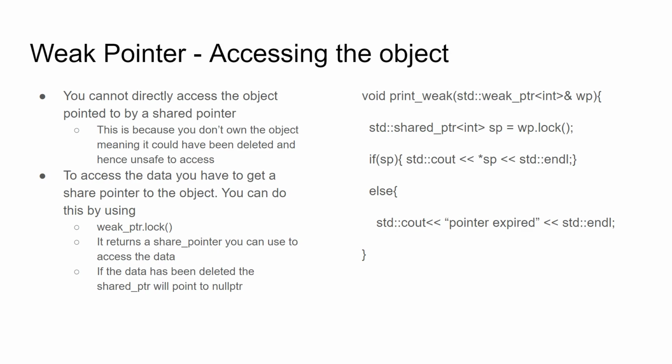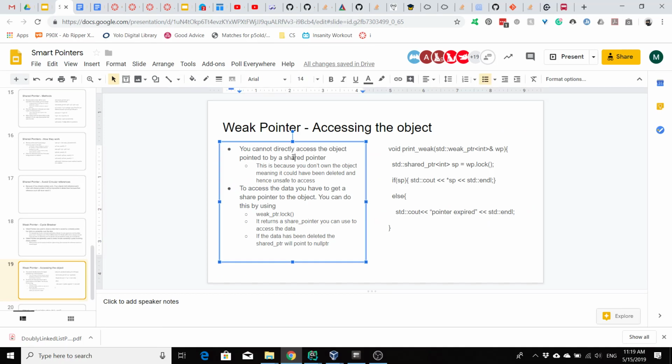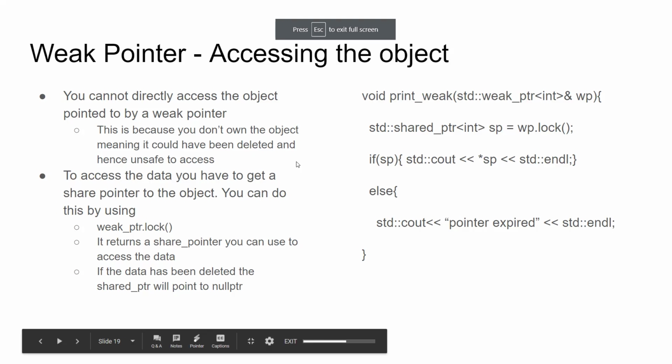This one up here? Oh, yeah, by a weak pointer. Thanks. If you have the shared pointer, you can directly access it. And that's why we have to call lock to get the shared pointer. Any questions here?